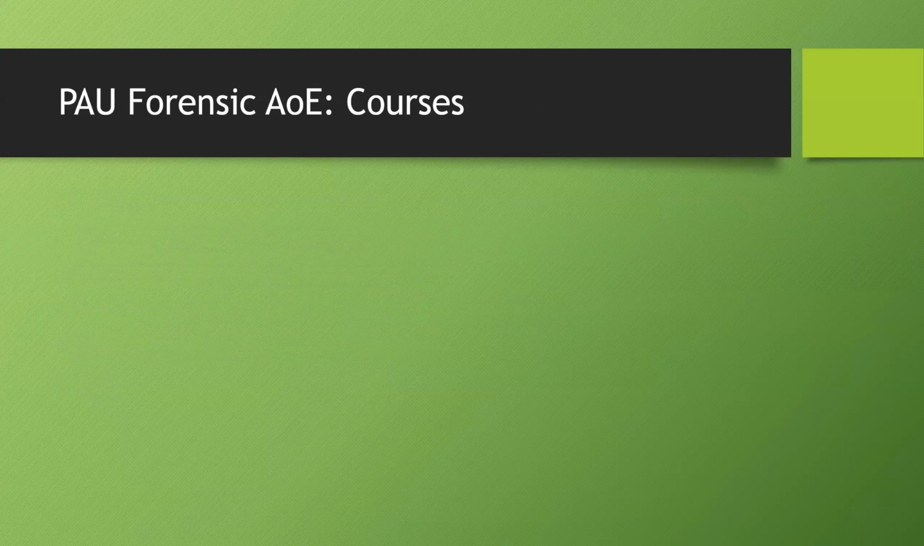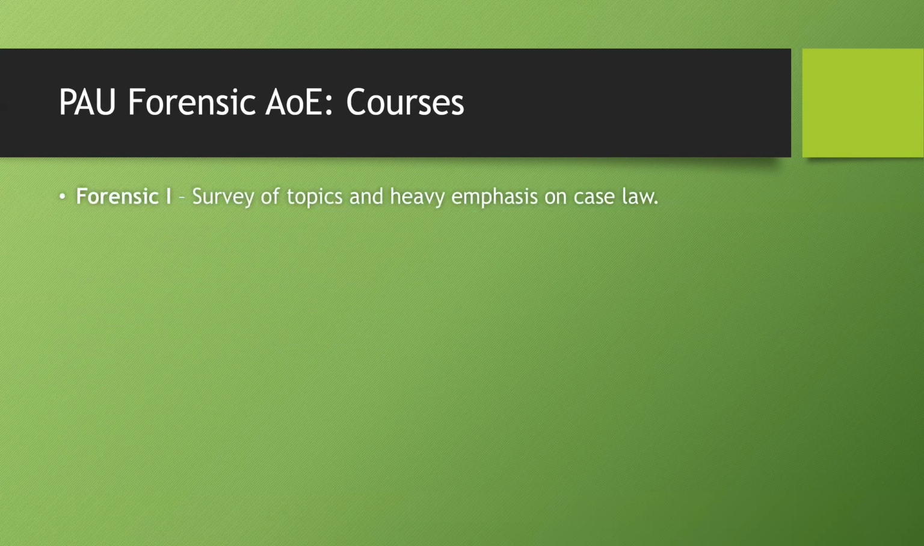So most PAU AOEs, and we are certainly the same, are built around a core set of courses. And our core courses are 5. The first one in the forensic sequence is cleverly named Forensic 1. And that's a survey of topics and a lot of emphasis on case law. We will sometimes get folks who come in from other programs and they will have had similar sounding courses and they'll ask for things like course transfer. And what we'll fairly frequently see is that our emphasis on case law is very high, very heavy, or probably bordering on excessive, some folks would say.